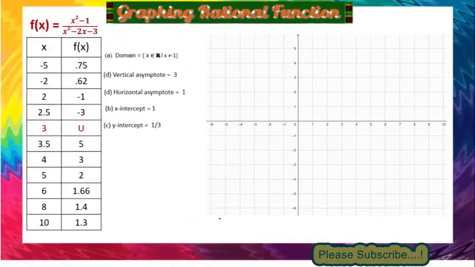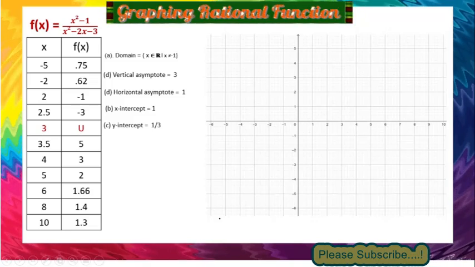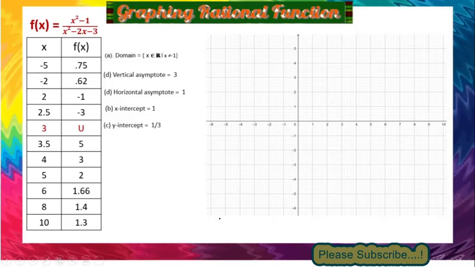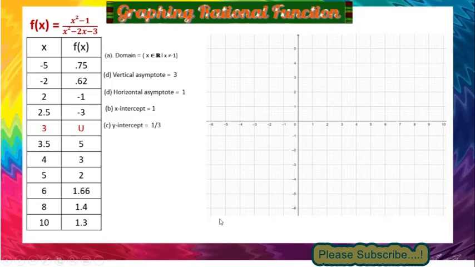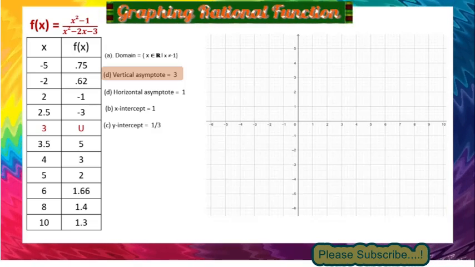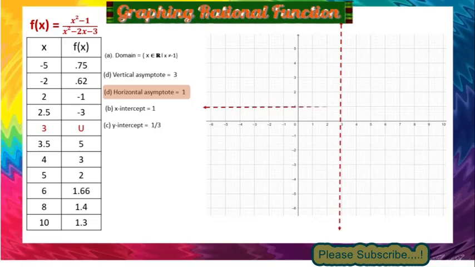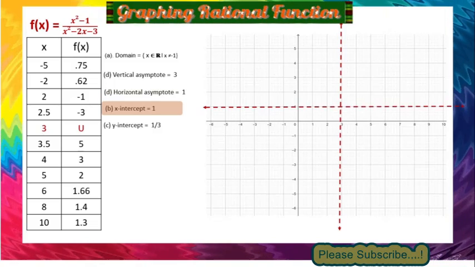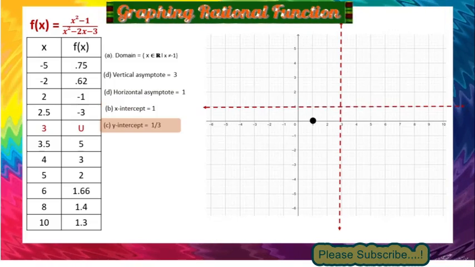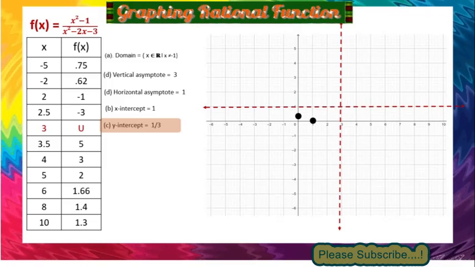So we have already the vertical asymptote, horizontal asymptote, x-intercept, y-intercept, and the table of values. First we have to plot the vertical asymptote, which is 3. That one. The horizontal, that one. The x-intercept, which is 1, that point. Then our y-intercept, that point. After that, our table of values.